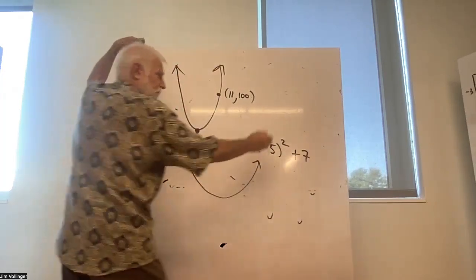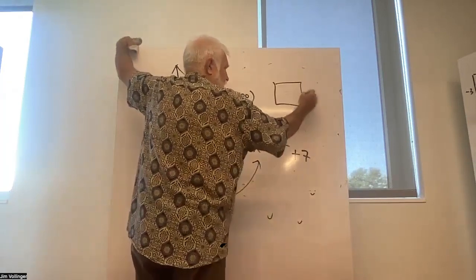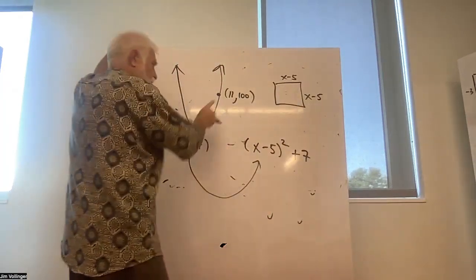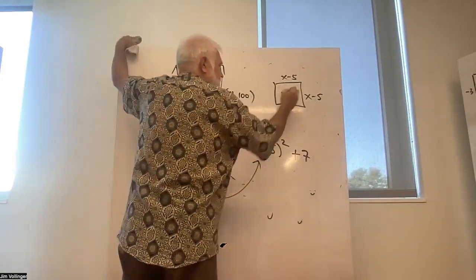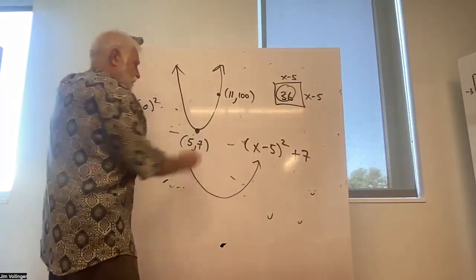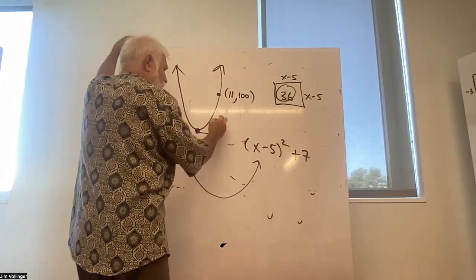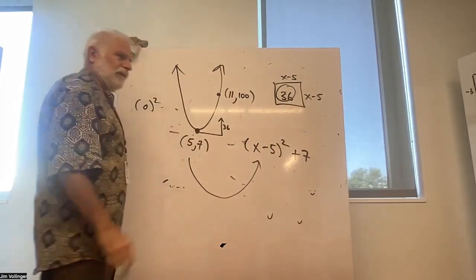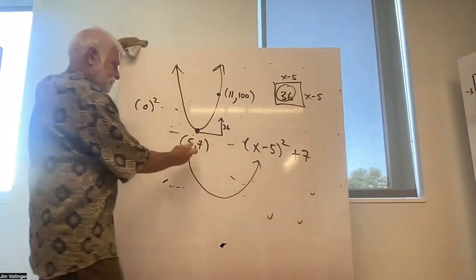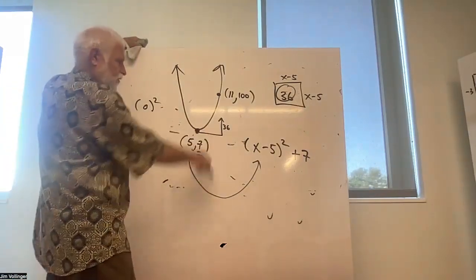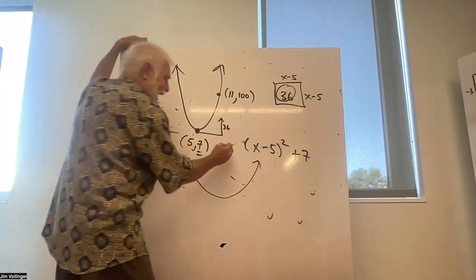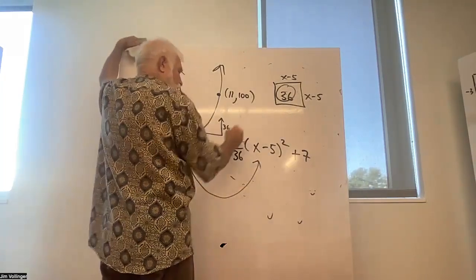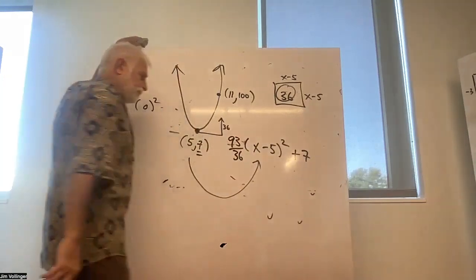This is an area statement. It's (x minus 5) times (x minus 5). And what I get when I put 11 in is 36 units of area. So I go over 5 units, I go up 36 units. Didn't get me to 100 from 7. 10 only took me to 43. I don't want that number. I want the number that takes me from 7 to 100, 93.